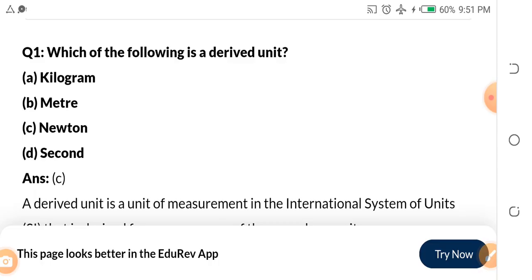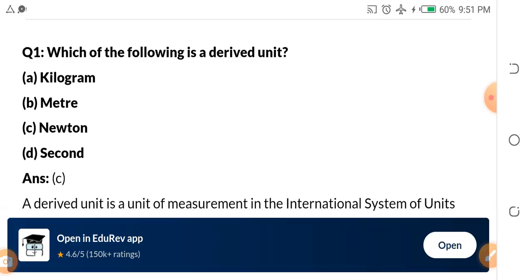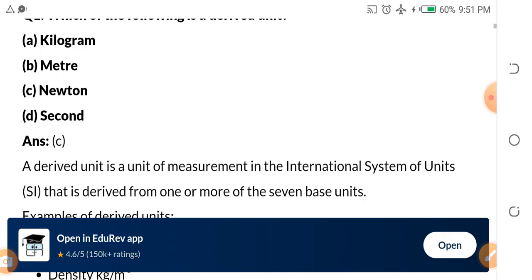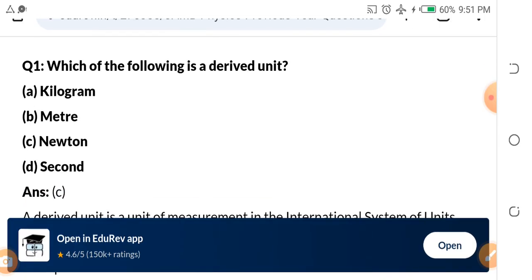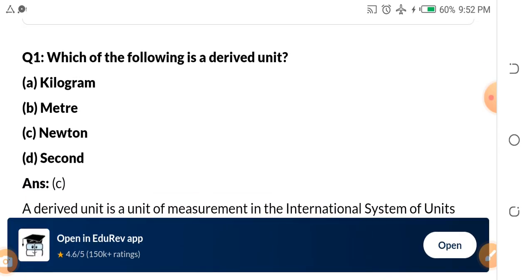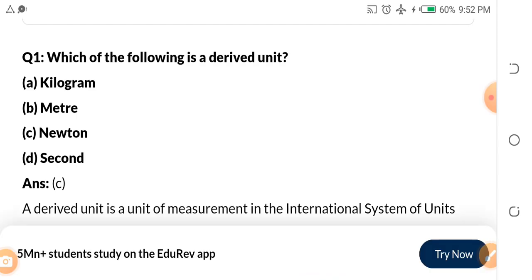Number one: Which of the following is a derived unit? A. Kilogram. B. Meter. C. Newton. D. Second. Kilogram, meter, Newton, and second. This should be chapter 1 or chapter 2, SS1 work, chapter 1 or chapter 2 of your work in physics.